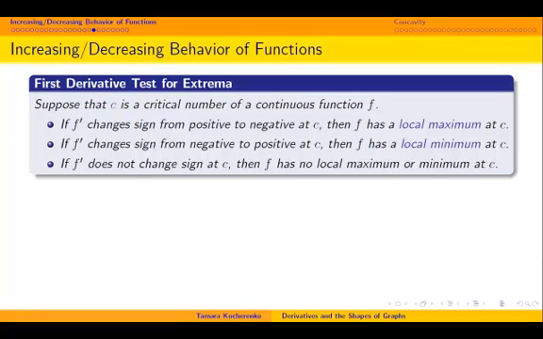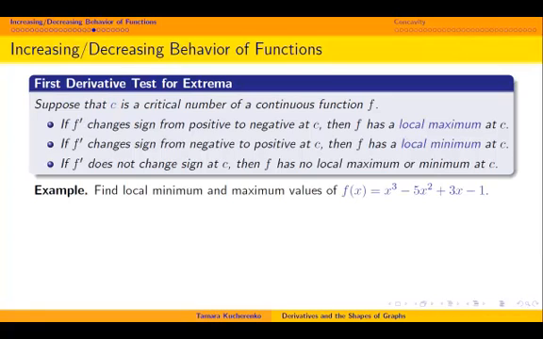Let's use this test to find local minimum and maximum values of the function f of x equals x cubed minus 5x squared plus 3x minus 1. First, we need to find the critical numbers of f. The derivative f prime of x equals 3x squared minus 10x plus 3. Critical numbers are the values of x where the derivative either does not exist or it is 0.